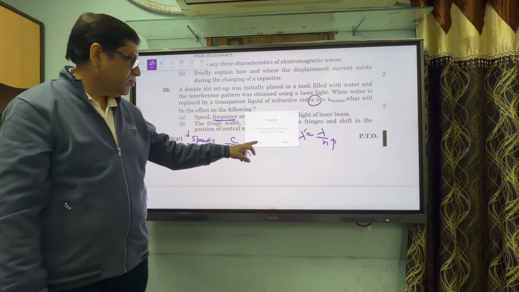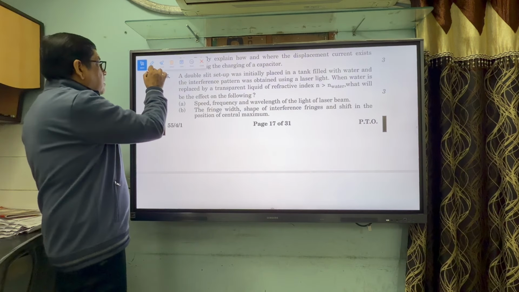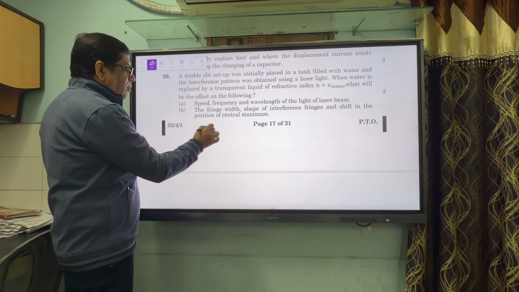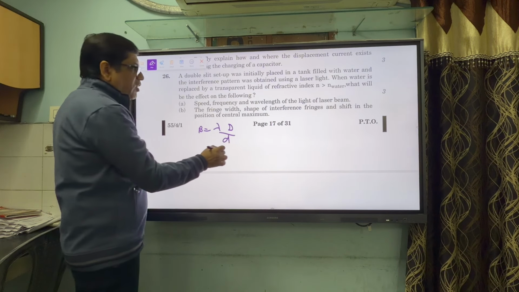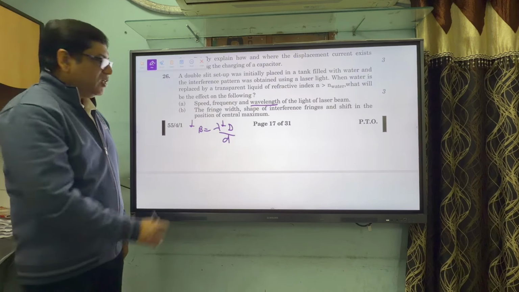Now, what will be the effect on fringe width? Fringe width is given by the formula lambda D by d. We have already discussed that wavelength is decreasing, so fringe width is also decreasing. Down arrow means decreasing.